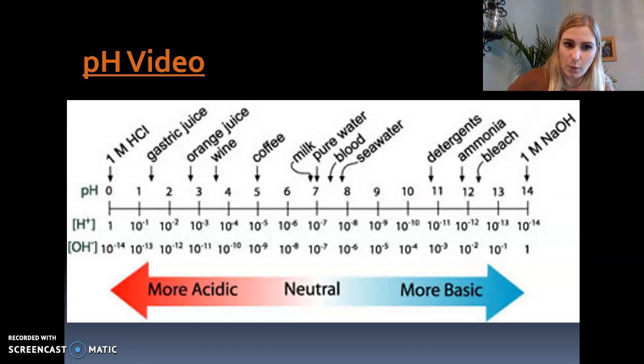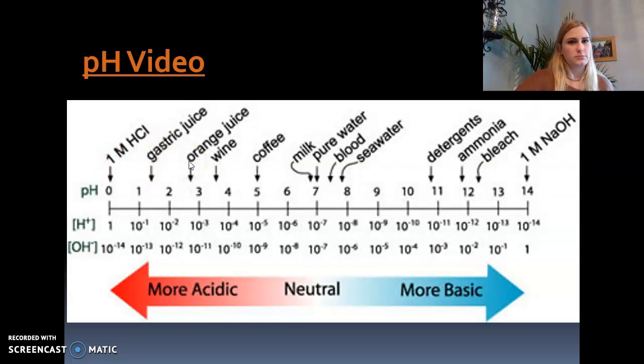At 0, we have 1 mole of hydrochloric acid, and eventually you guys will know what molarity is, but we're not going to worry too much about it today. So hydrochloric acid is as much acid as you could possibly get. It is a ton of hydrogen ions. And notice, close to it, we have gastric juices. That's in your stomach. That's stomach acid. Your stomach acid is really close to one of the strongest acids on earth.